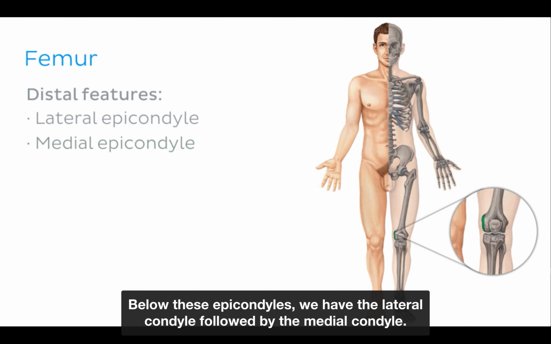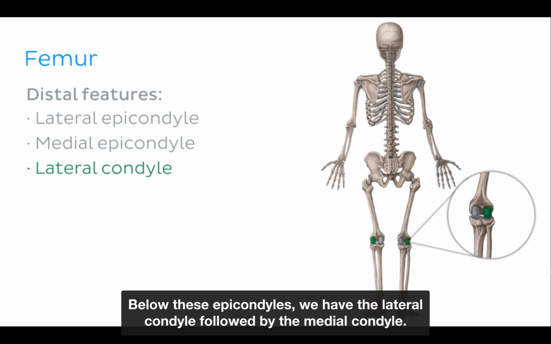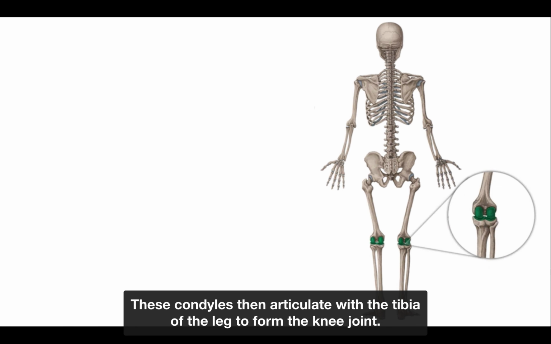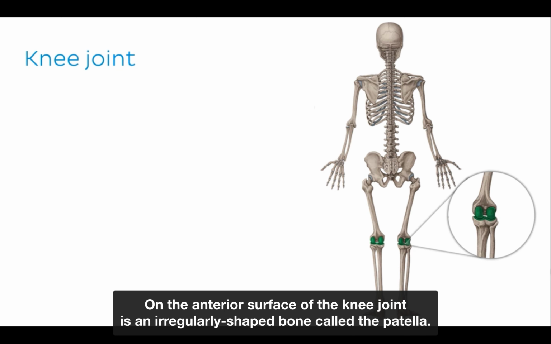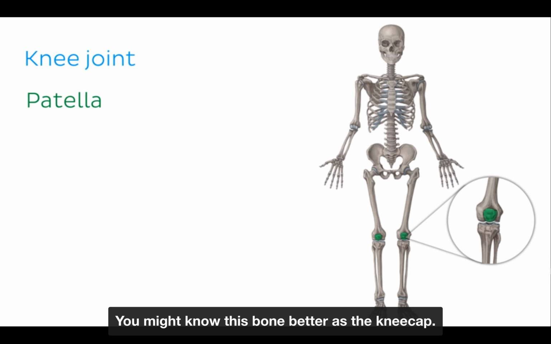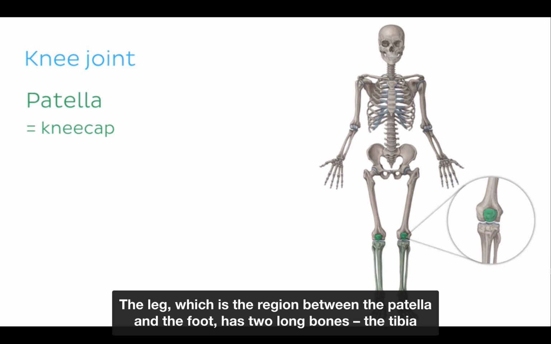Below these epicondyles we have the lateral condyle, followed by the medial condyle. These condyles then articulate with the tibia of the leg to form the knee joint. On the anterior surface of the knee joint is an irregularly shaped bone called the patella. You might know this bone better as the kneecap.